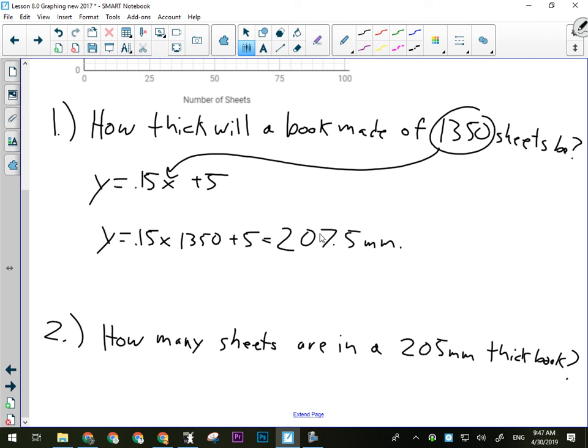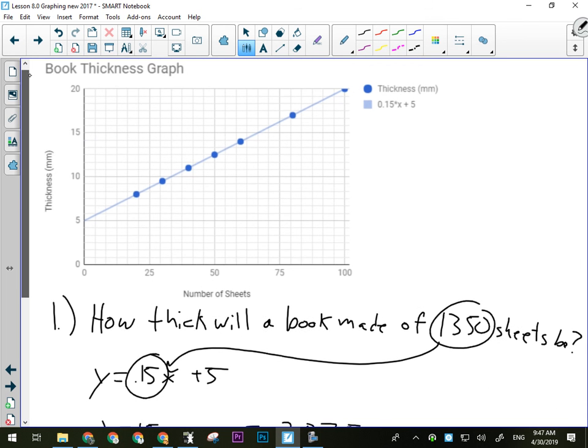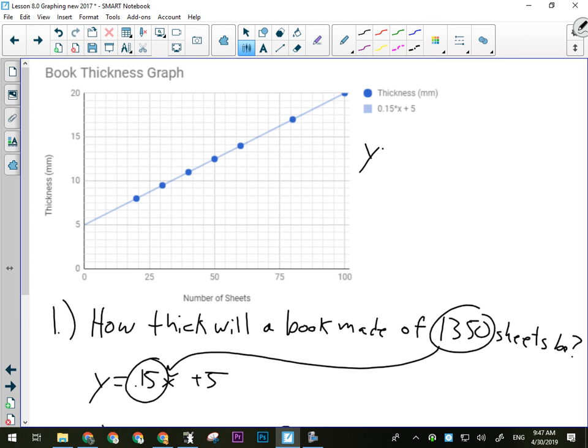Okay, what is the slope telling me about this book? Exactly, it's the thickness of one sheet. If we look at the units, if I manipulate this equation y equals m times x plus b to solve for m, it's y minus b over x. Y and b are both in millimeters, and x is sheets, so it's millimeters per sheet. So essentially one sheet is 0.15 millimeters thick in this book.